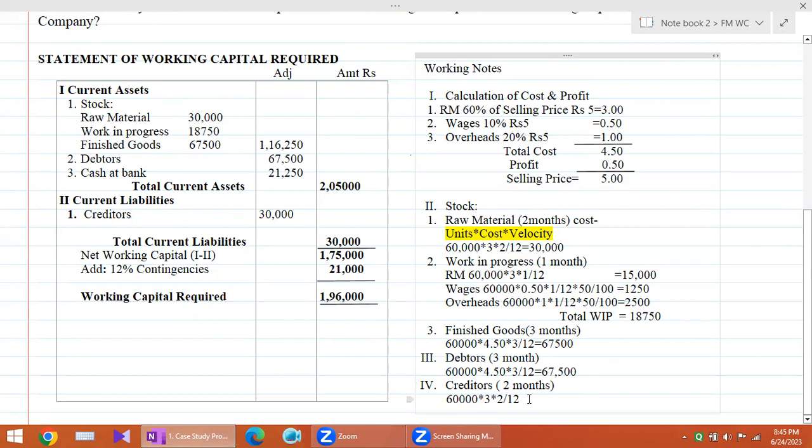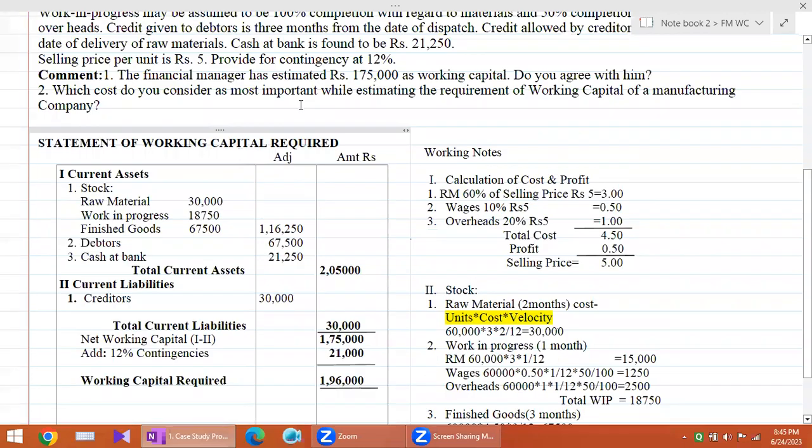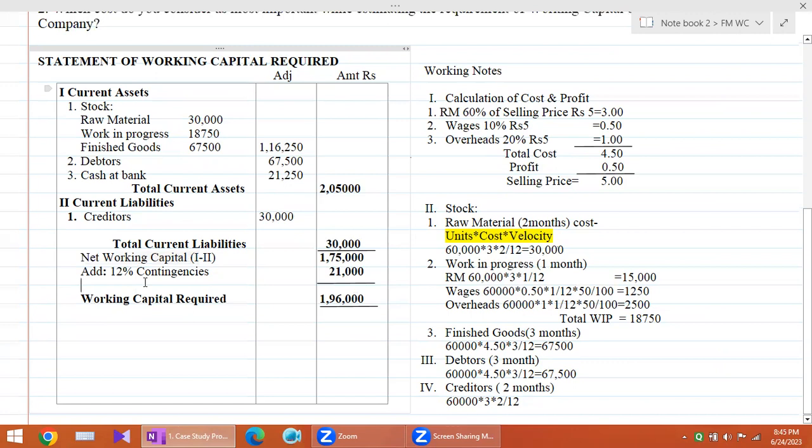Creditors, 2 months are there. Velocity, 60,000 into 3 multiplied by 2 divided by 12. You derive rupees 30,000. So total current assets minus current liabilities, you will get 1,75,000 as net working capital. This net working capital can also be the required amount of working capital. But here in the problem, they have asked you to create 12% as contingency. That's why add 12% contingency, 21,000, and it comes to rupees 1,96,000.